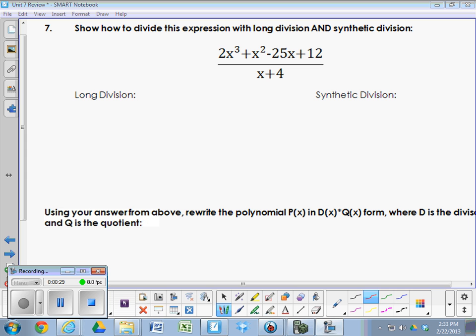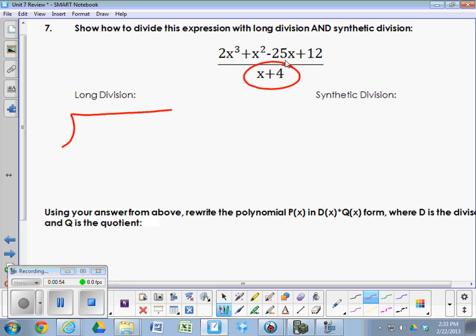What we have here is your classic synthetic division problem where you know one of the roots. How do you know one of the roots? Well, they're telling you to divide by x plus 4. And if they're telling you to divide by x plus 4, we would assume that the opposite of positive 4, negative 4, is a root.